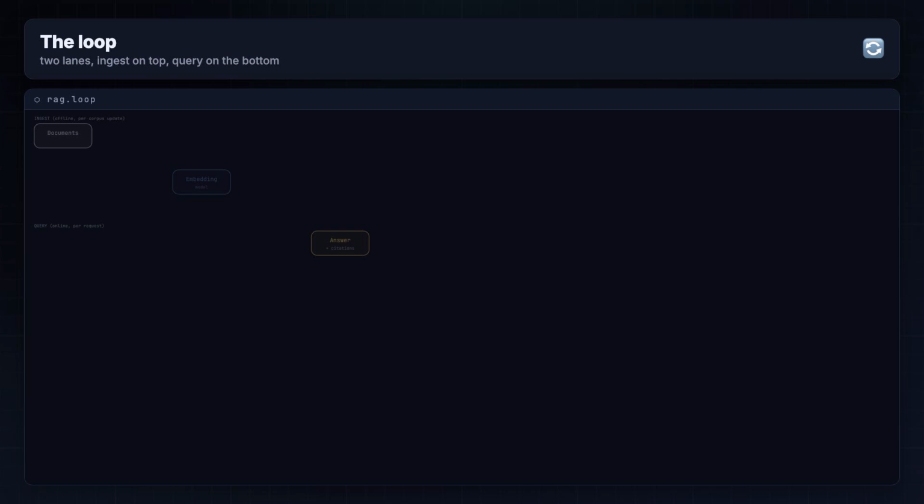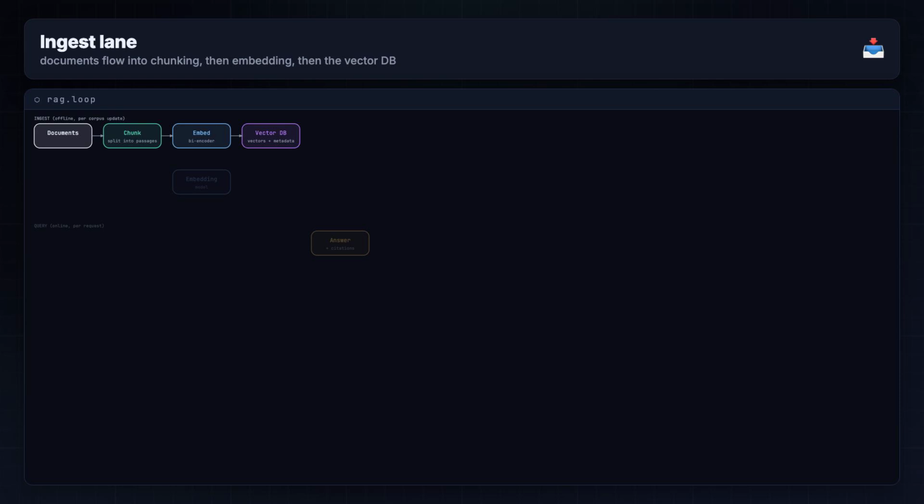Let me draw the whole loop once: 2 lanes, ingest on top, query on the bottom, and show you the one component that bridges both. Top lane, ingest, offline. Documents flow into chunking, cut into passages, then each passage goes through the embedding model into a vector, and the vectors land in the vector database with their metadata. Run this once or whenever the corpus changes.